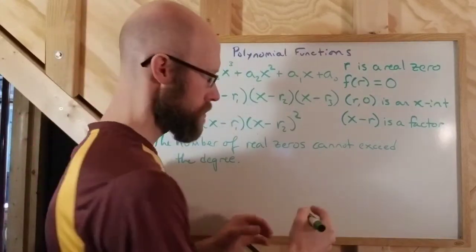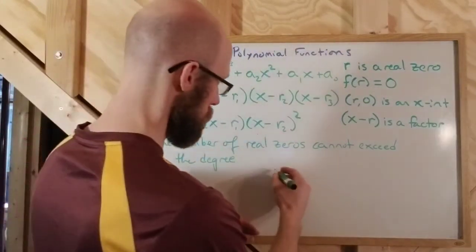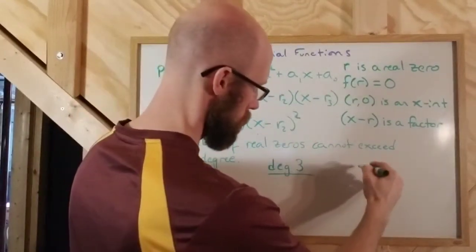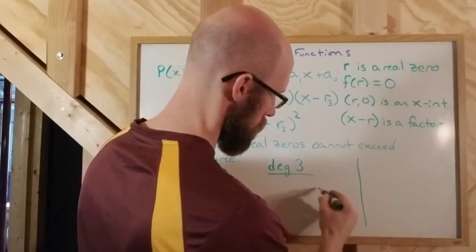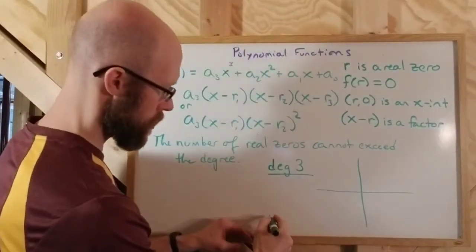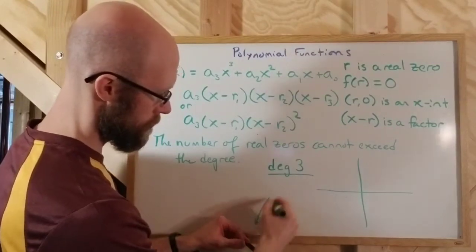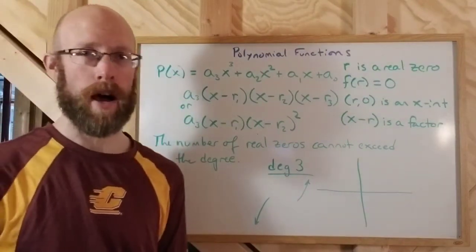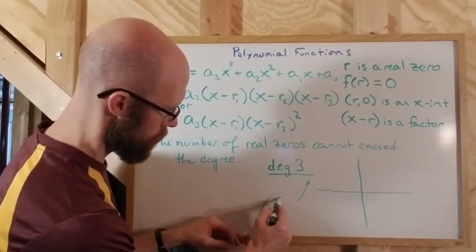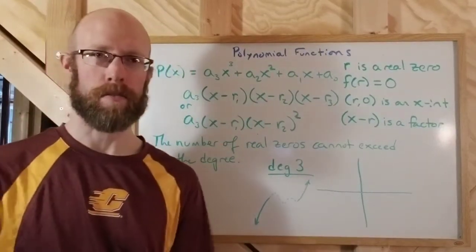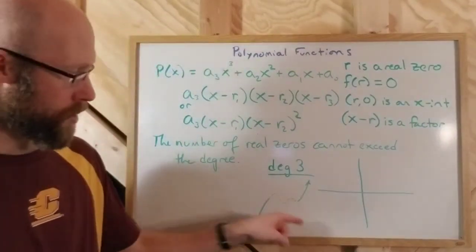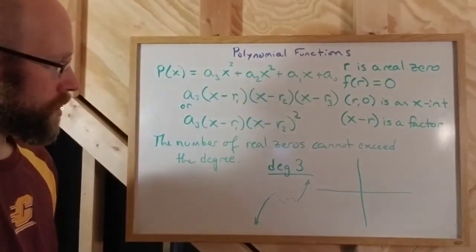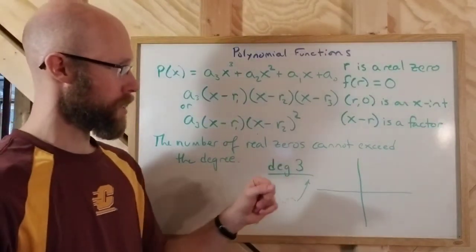Now, if you consider this, let's look at the degree 3 situation. If you have a degree 3, as I wrote up here, then your graph, and we already know some things about a degree 3 graph. You know, it goes down to the left, up to the right, assuming your leading coefficient is positive, but it has some sort of wobbling in the middle here, some turning. And the number of times it turns is dependent upon how many x-intercepts there could be. Okay, so in this case, a degree 3 cannot exceed 3 x-intercepts.